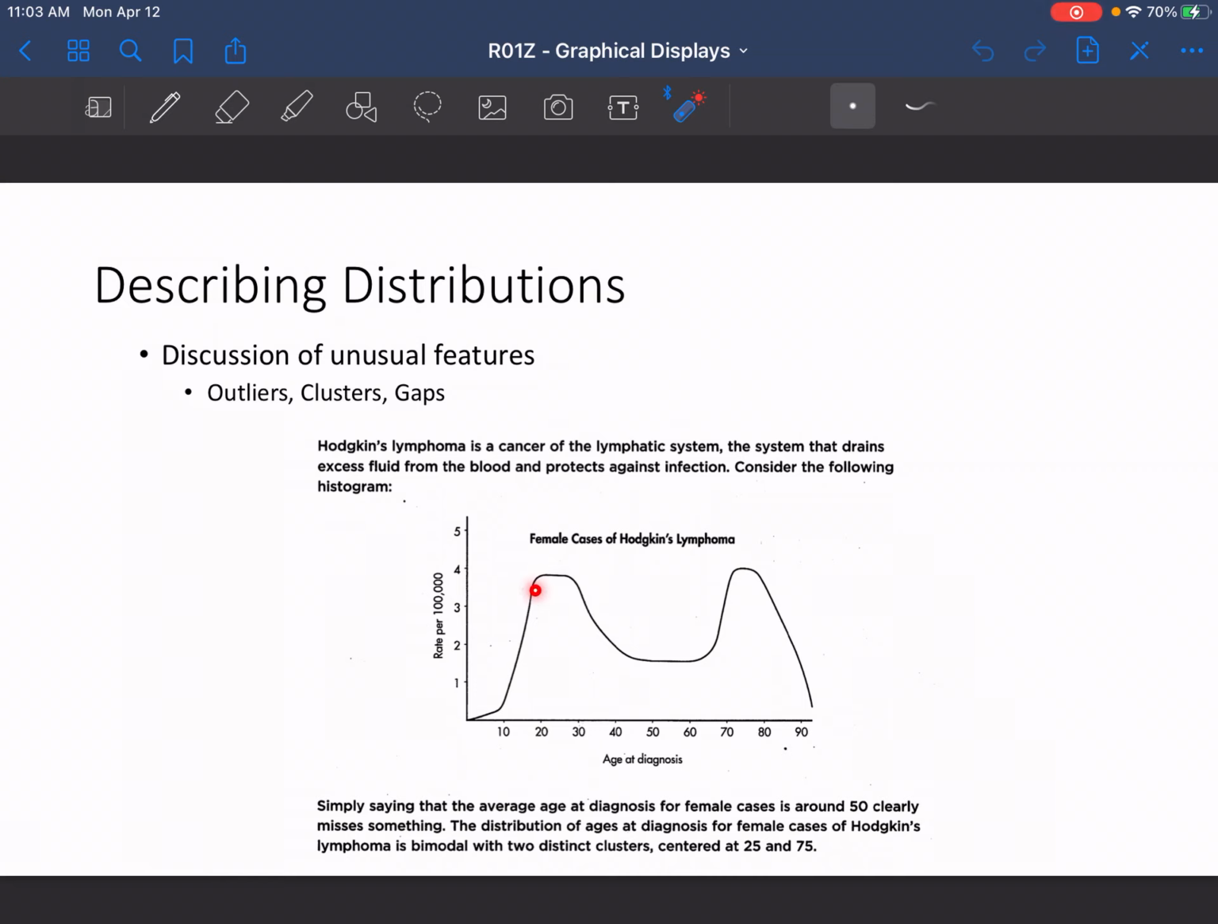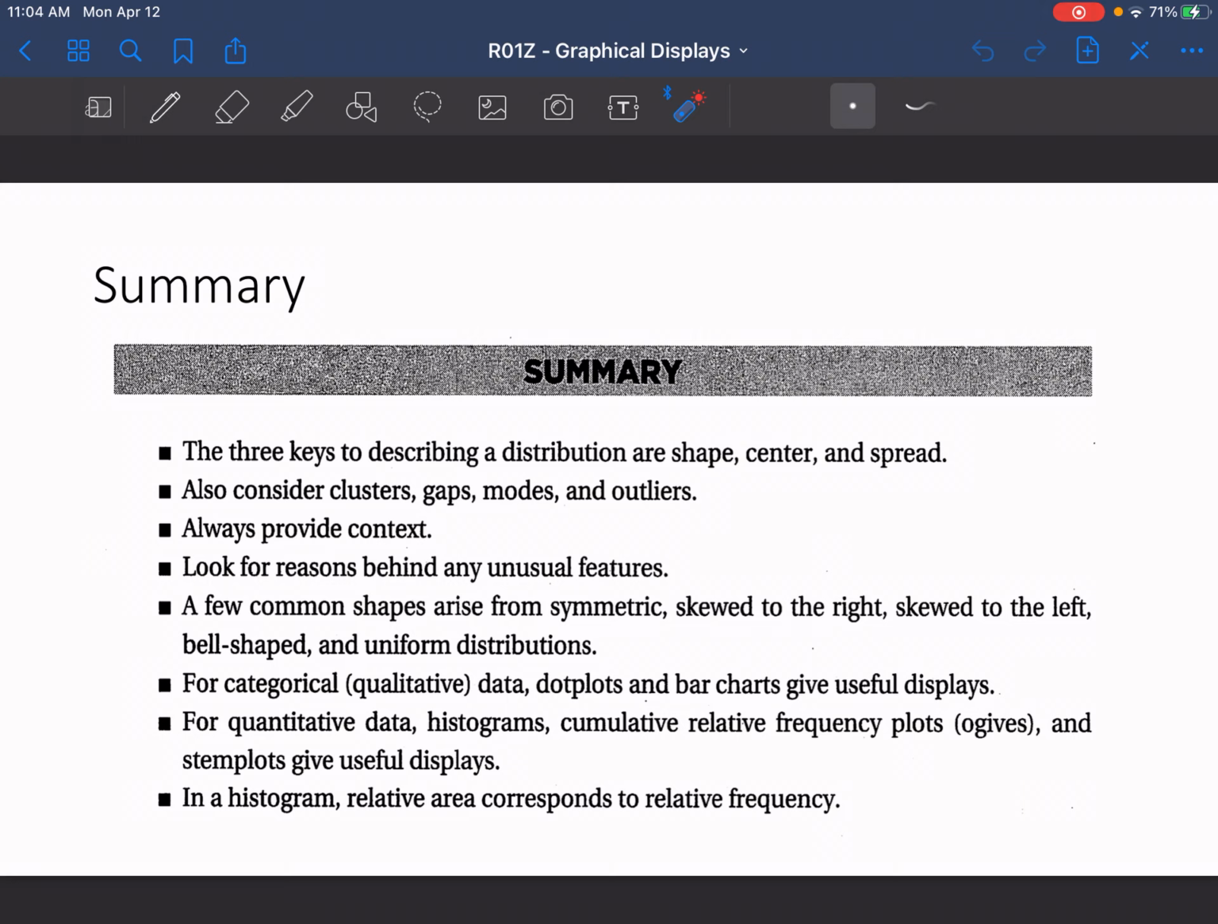You also want to look for reasons behind any unusual features. So why is it that you see an outlier somewhere or anything like that? You want to be able to understand and describe that. A few common shapes are symmetric, skewed to the right, skewed to the left, bell-shaped, and uniform distributions. So you just want to make sure that you list whatever shape you can. Like I said, bell-shaped and symmetric are basically identical, so you can say one or the other, but then you also want to make sure that if it is skewed, you say it's skewed to the right or skewed to the left.